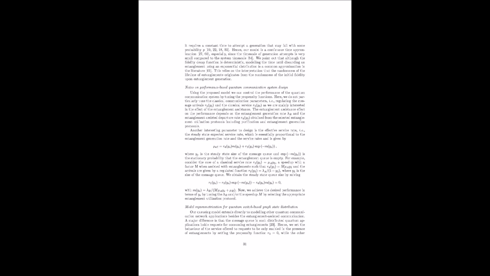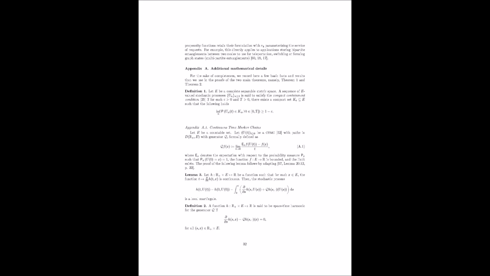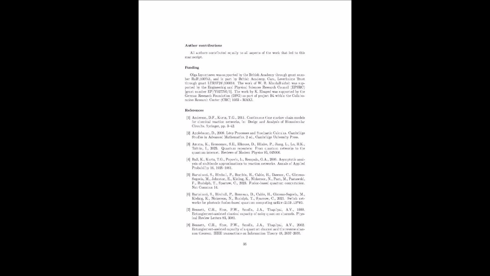What specific parameters do they focus on when they're talking about performance-based design? The key ones are those related to entanglement, of course. They focus on the entanglement generation rate, which they denote as LB, and the entanglement-assisted departure rate, which is captured by R4. Remember how R4 incorporates that speed-up factor, M? Right, M tells us how much faster we can send messages thanks to entanglement. It's like the turbo boost for our quantum data.